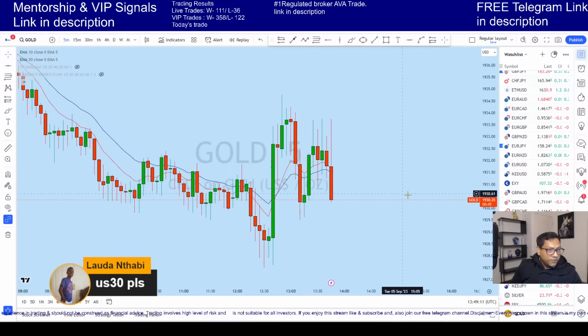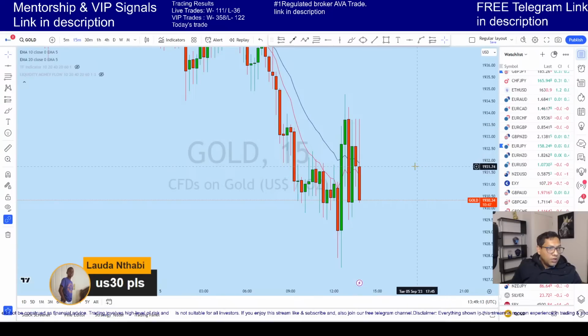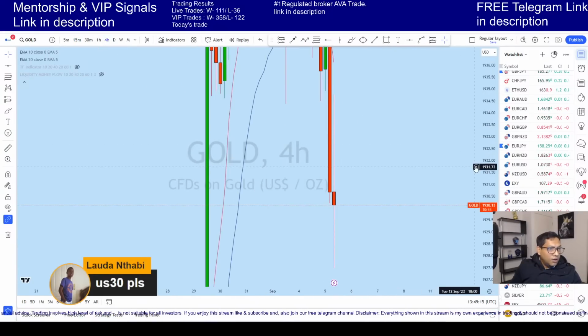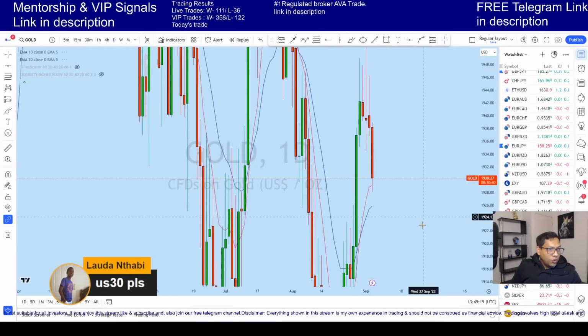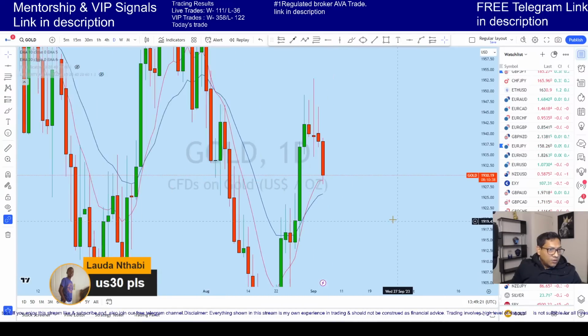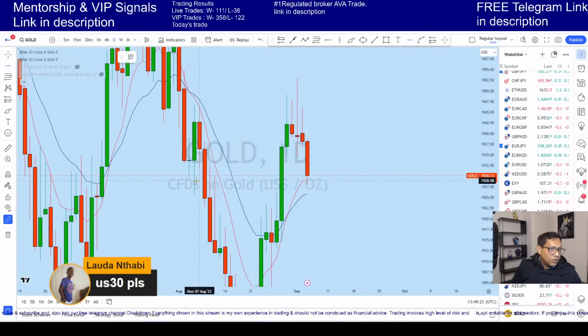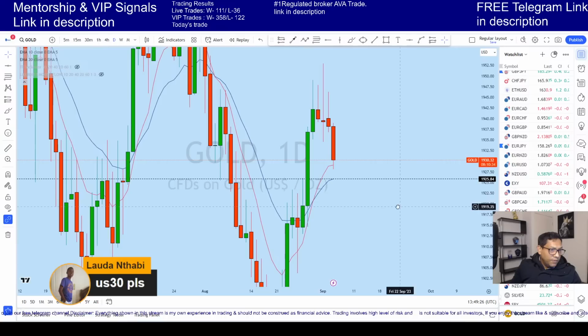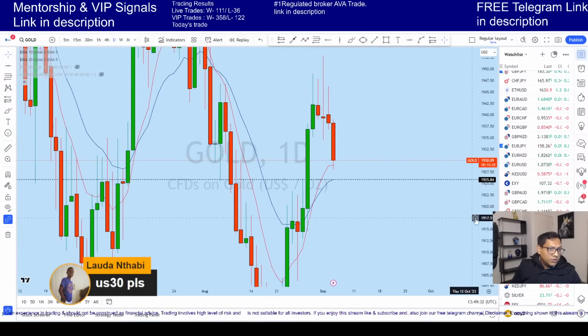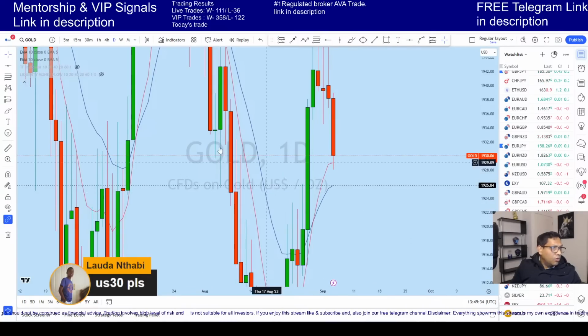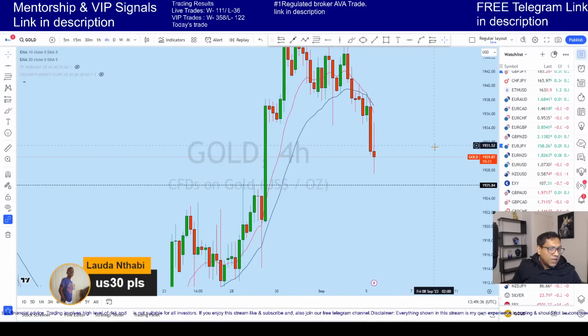Okay, we see there is a very sharp rejection here. So we see potential downside momentum on gold. And if you look at the daily, that means we could potentially see gold coming down to the daily 20 MA. It's very highly likely that it's going to test the daily 20 MA, and from that zone we can expect gold to bounce to the upside.